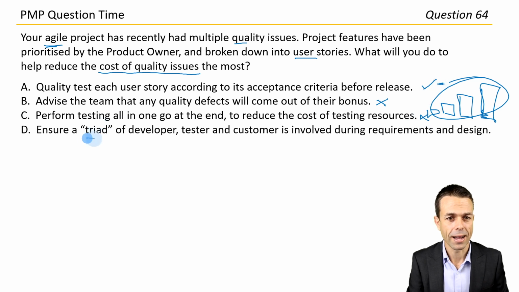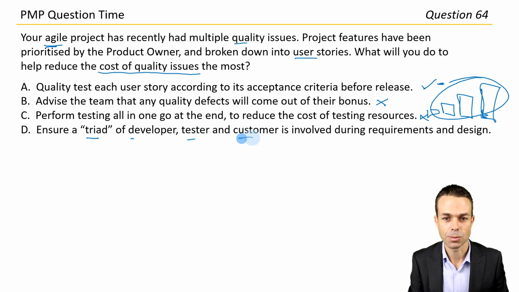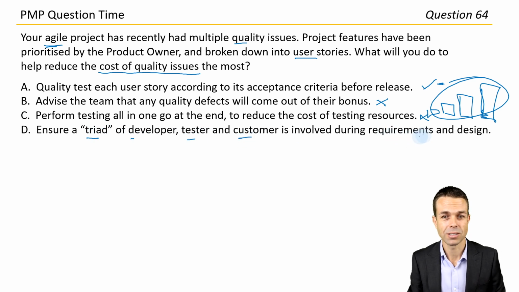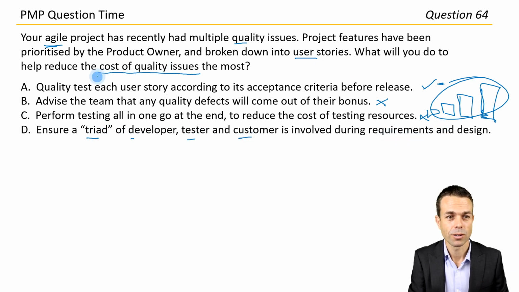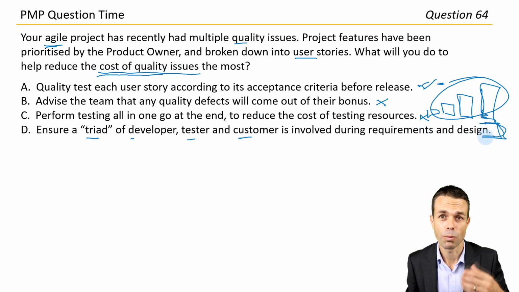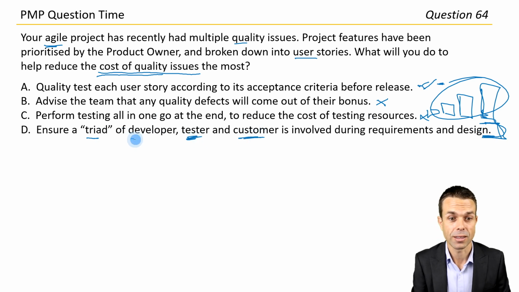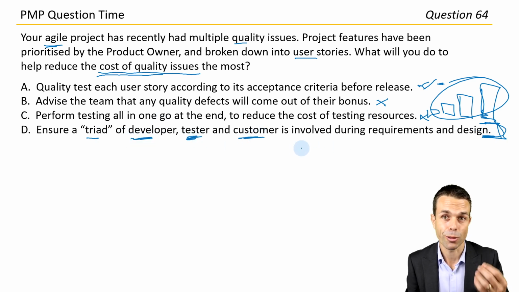Ensure a triad of developer, tester and customer is involved during the requirements and design. Oh, this sounds promising. So, reducing quality issues. Testing definitely is good, but here we're catching it before it becomes an issue. We're getting the testers, the customer and the developer involved, and we're making sure that things are correct from the very beginning.